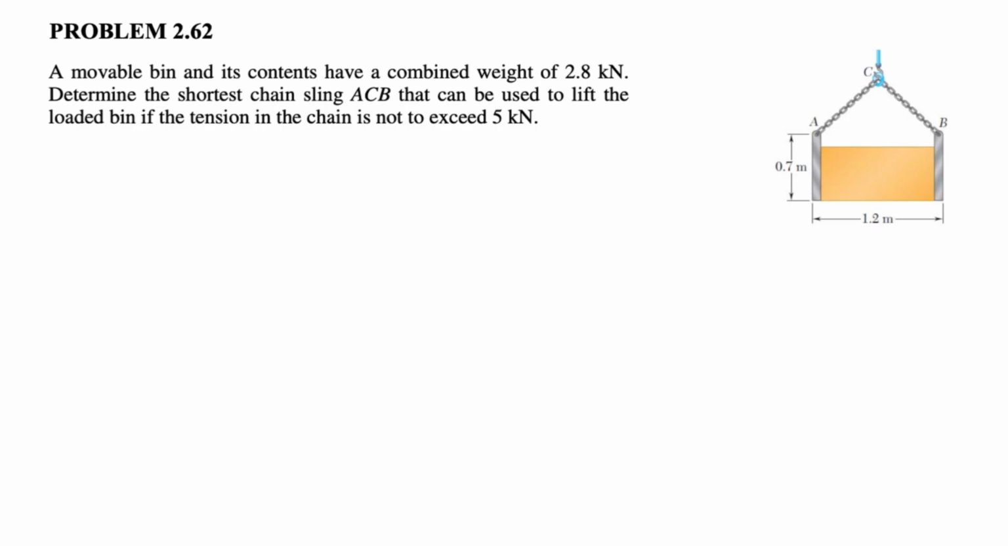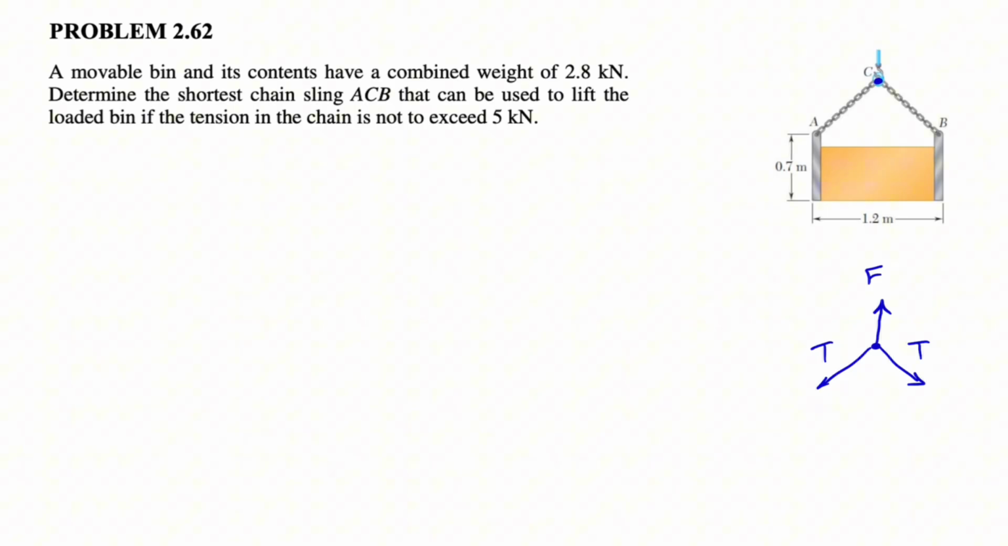kilonewtons. So if we want to draw the free body diagram of point C, we have the two chains that are attached at point C. We can call each of them T, and we know this T cannot exceed 5 kilonewtons. And obviously we have the force at the top of point C, which we can call force F. Since we are in equilibrium, the sum of all forces has to be 0.